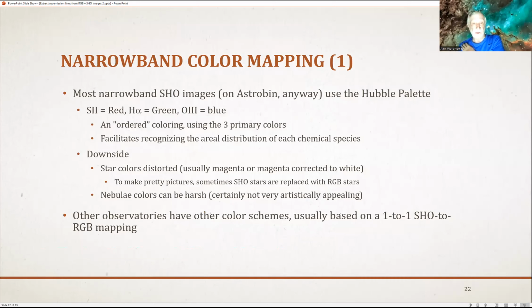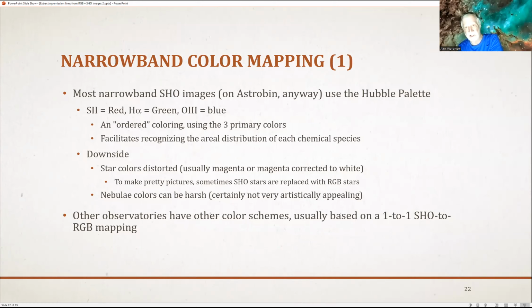Okay, now most narrowband images, if you're a devotee of Astrobin, you find that most SHO images use the Hubble palette. In the Hubble palette, sulfur is red, hydrogen is green, and oxygen is blue. This is called an ordered coloring or ordered palette, because this is the longest wavelength, less long, and shortest wavelength. As I said earlier, professionals may like this because it tells them something about the distribution of the chemical species.